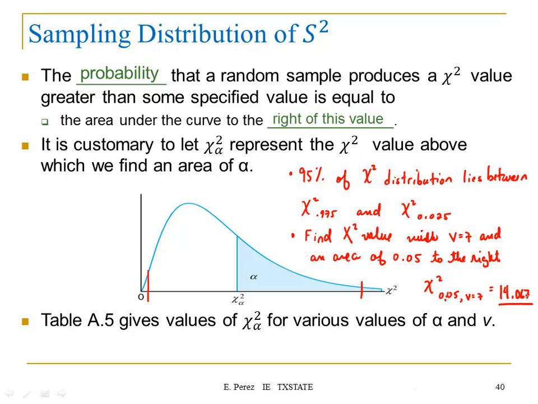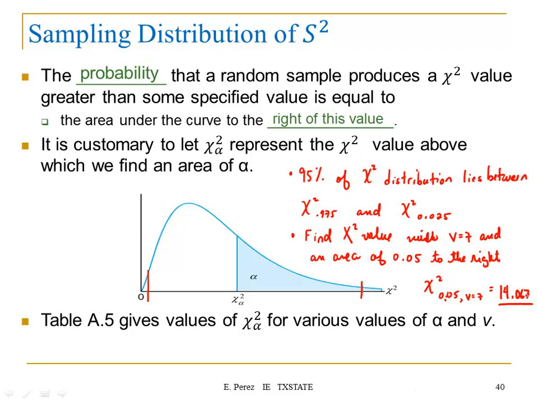Again, you have two tables. Don't get confused. The important thing is that at the top, the first row will give you the probability, and that's the first thing that you need to find. Then you focus on the degrees of freedom.